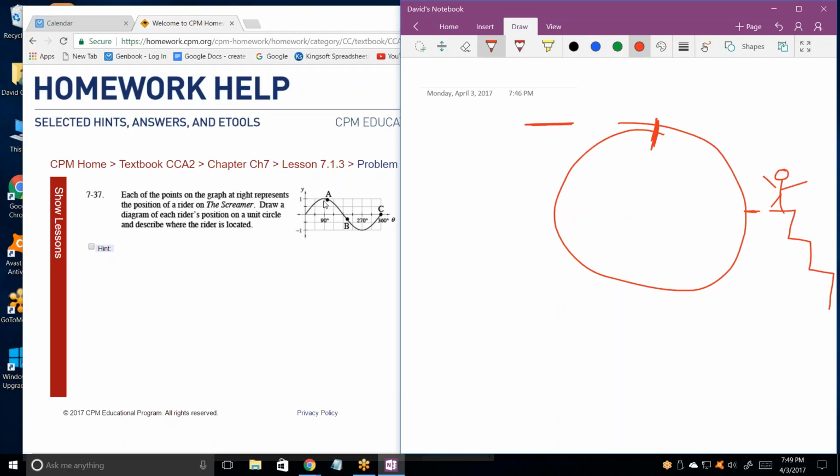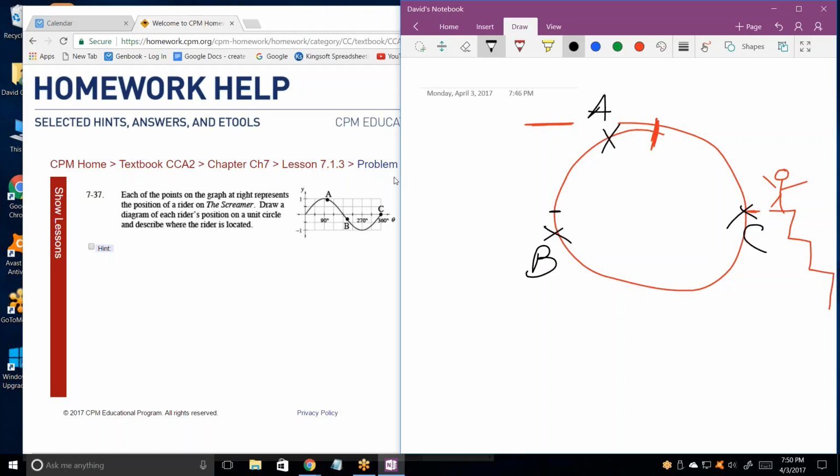Notice that A is not exactly at the peak. It's a little bit beyond it, right? So really A is right about there. Notice that B is not there. B is a little bit beyond it. It's right there. C is all the way back to our starting point. So that's A, that's B, and that's C.